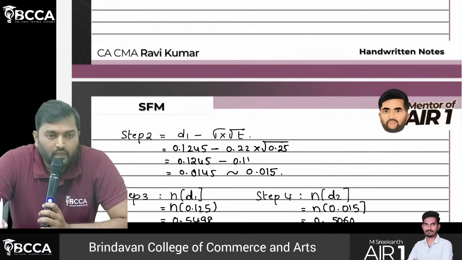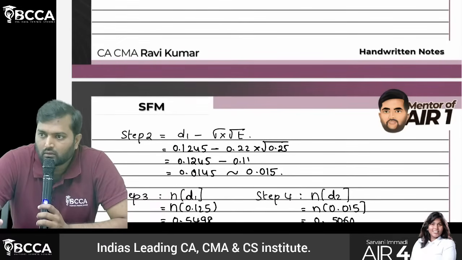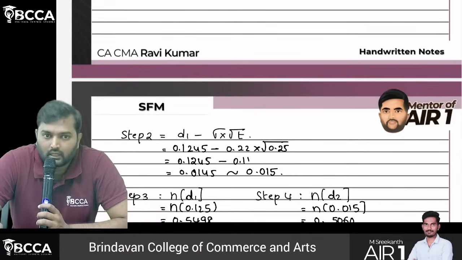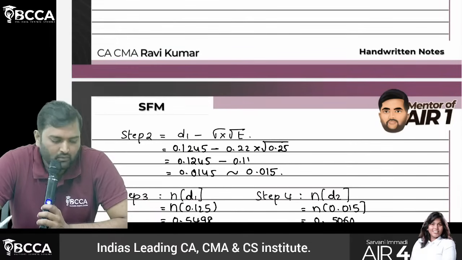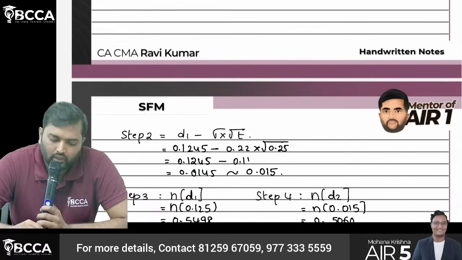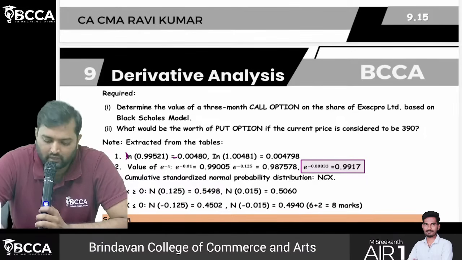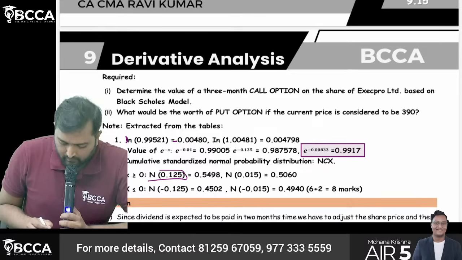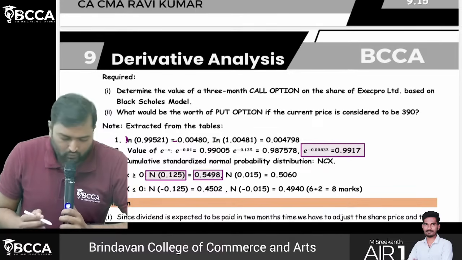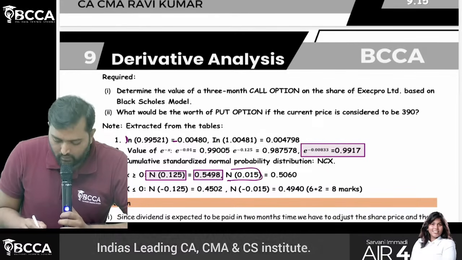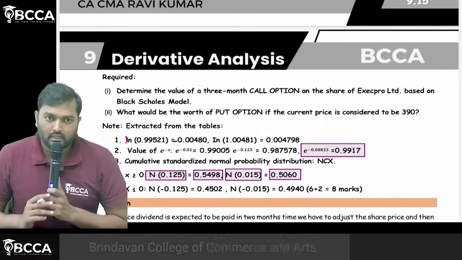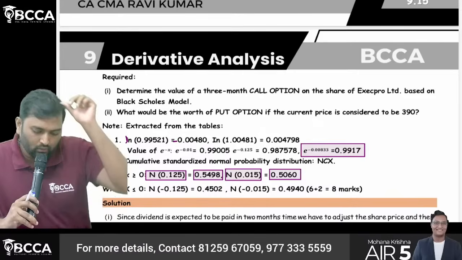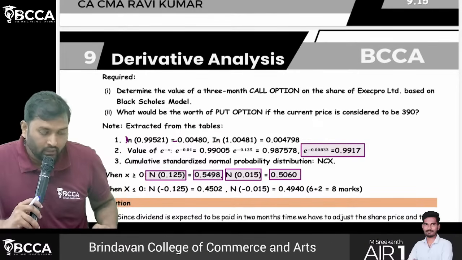So the first step is to find out D1 and D2. Natural log will be given in the question. First we calculated the adjusted spot price, minus present value of the dividend. Next we calculated D1 and D2. Now we have to take the ND1 and ND2 values, the normal distribution table values. These values will also be given in the question itself. N of 0.125 is already given, 0.5498. N of 0.015 is also given, 0.5060. Step 3 is to get the ND1 value and ND2 value. Clear?